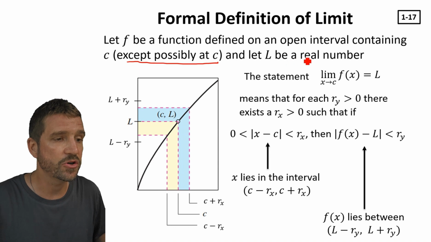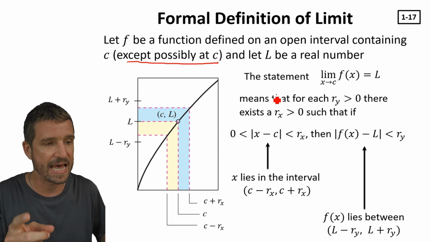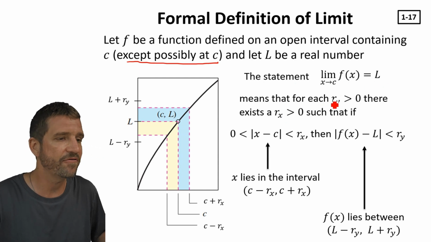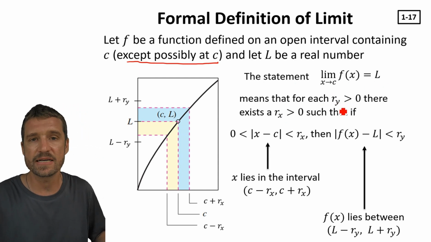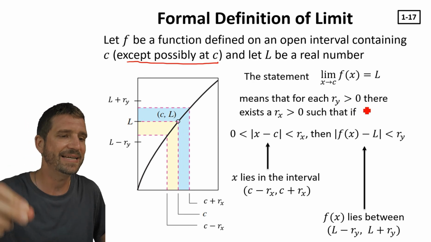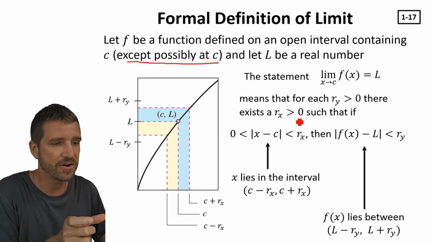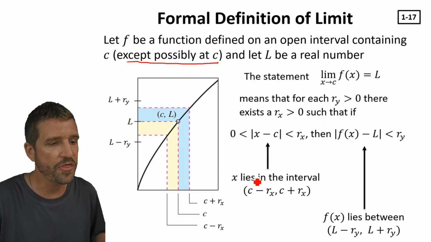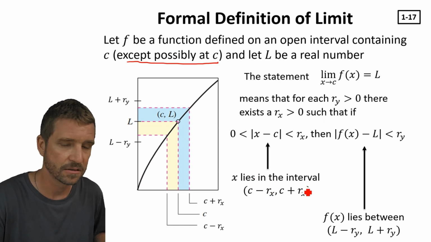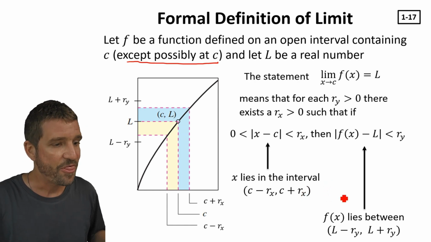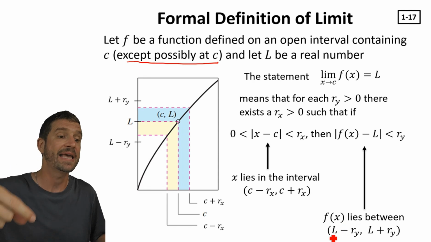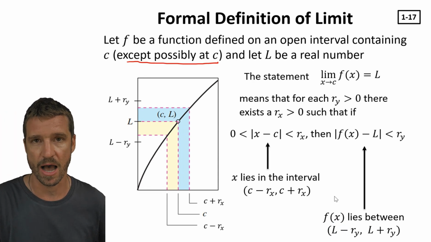So if L is a real number, then we can definitely say the statement, the limit as x approaches c of f of x equals L, means that for any r sub y greater than 0, Mr. Red can give any r sub y he wants greater than 0. Mr. Green can always give an r sub x greater than 0, such that if all the x lie in the interval c minus r sub x, c plus r sub x, except at c, then we know that f of x will lie between L minus r sub y and L plus r sub y.